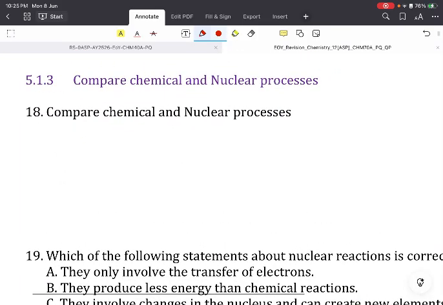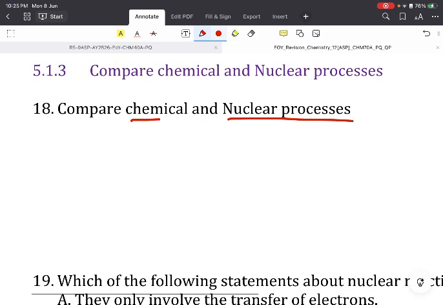Compare chemical and nuclear processes. So what they're asking you here is to compare between a chemical reaction and a nuclear reaction. And these are two different things.